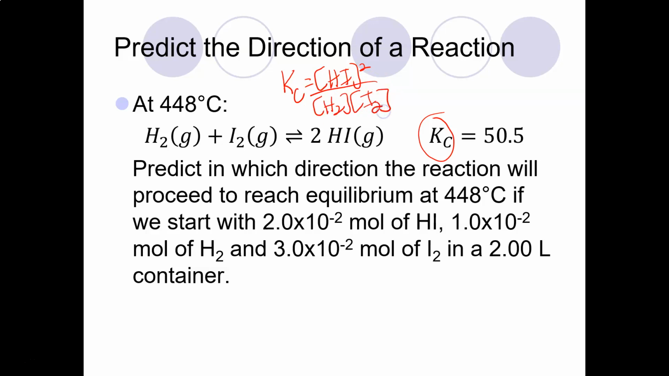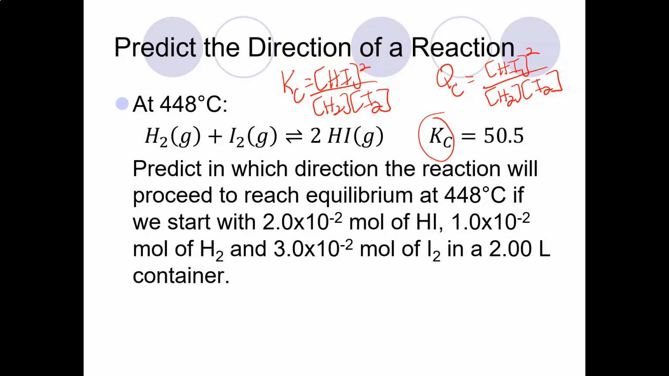Now, what we can do now is when we need to, we can also write the reaction quotient expression, which, by the way, looks exactly the same. The only difference is the numbers that I can put into Q do not have to be at equilibrium. The numbers that I put into K absolutely 100% have to be at equilibrium. Okay, so here's our question. Predict in which direction the reaction will proceed to reach equilibrium at 448 degrees Celsius if we start with 2.0 times 10⁻² moles of HI, and that much of hydrogen and that much of iodine in a 2.00 liter container.